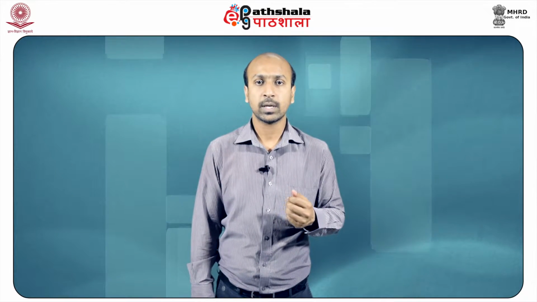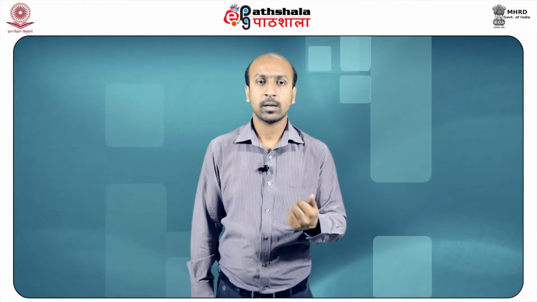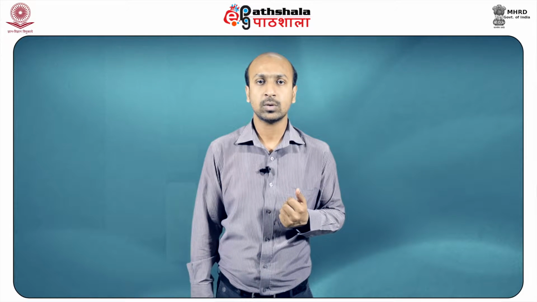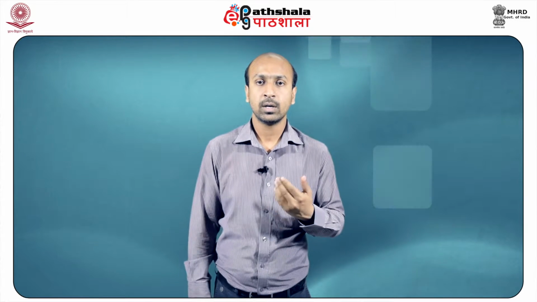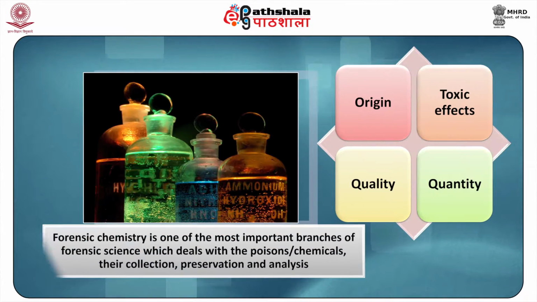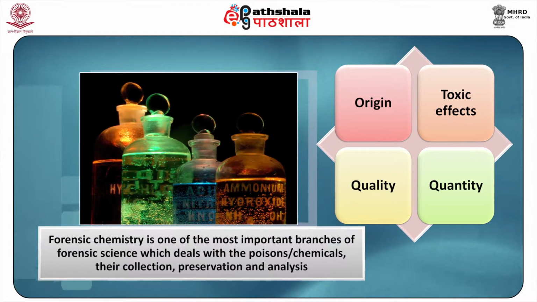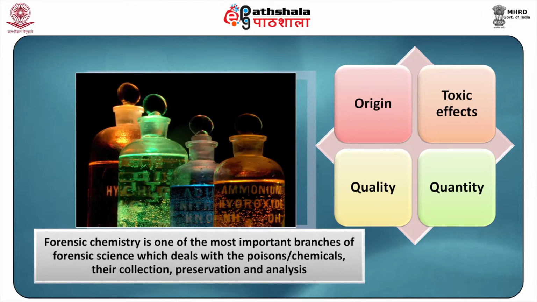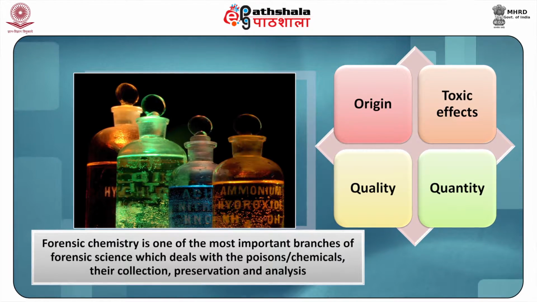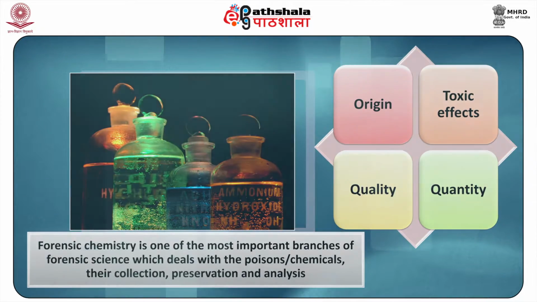The application of chemistry to analyze the forensic samples recovered from the crime scene or victim is a major activity of forensic chemistry. Several forensic authorities have developed prototypes for forensic evidence. Forensic chemistry is one of the most important branches of forensic science, which deals with the poisons, chemicals and their collection, preservation and analysis to determine their origin, toxic effects, quality and quantity for the purpose of justice.